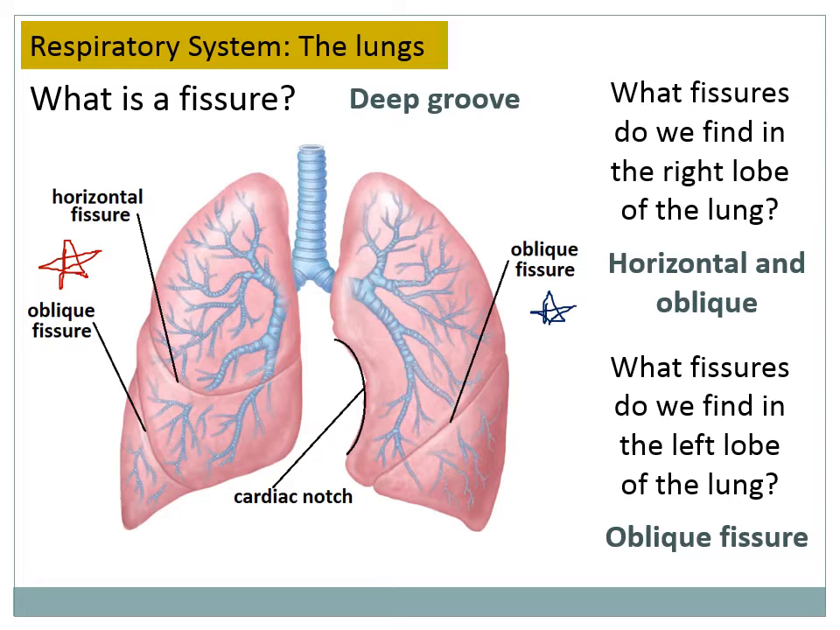And also the left has less in terms of number of lobes, right? The left side has less lobes as well. It only has 2 lobes and it only has 1 fissure. So hopefully that can help you out as well.